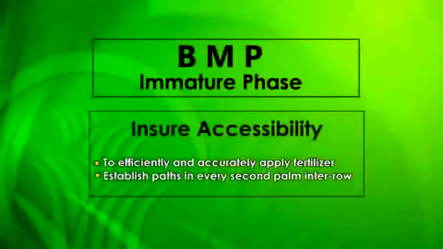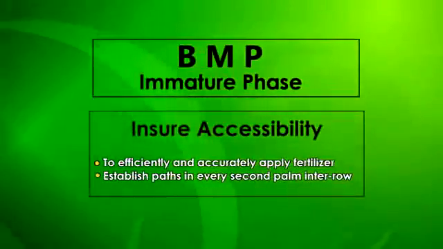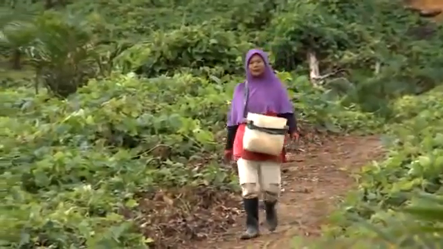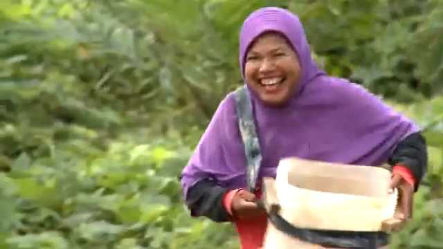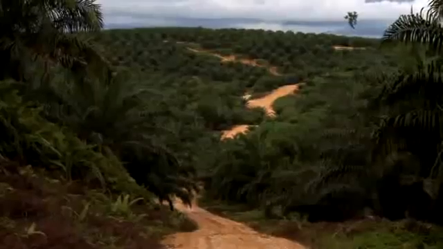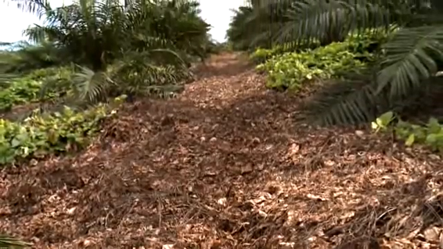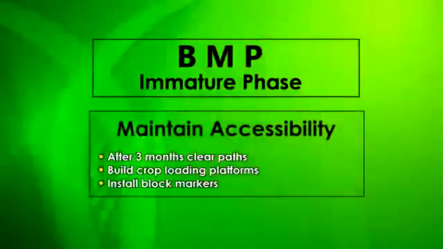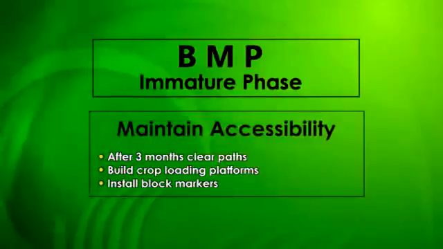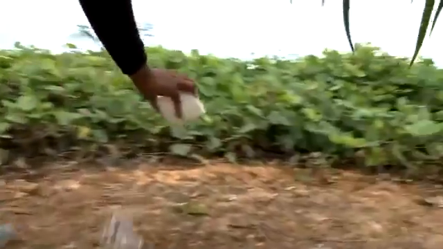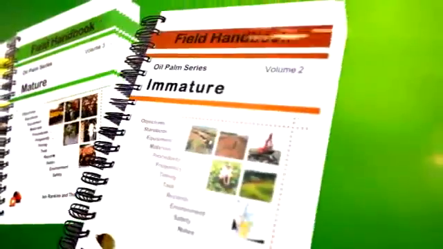To more efficiently and accurately apply fertilizer, paths are established in every second palm interrow, providing accessibility for field workers and management staff. All palm rows need to be marked and numbered. Paths should be cleared 3 months after seedling planting. Additionally, crop loading platforms and standard block markers should be installed. Guidelines for best fertilization practices can also be found in the IPNI Oil Palm Handbook.